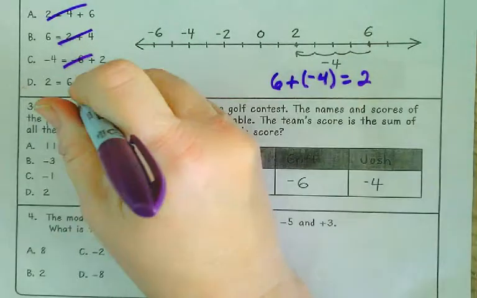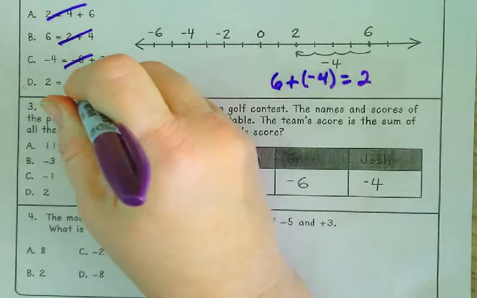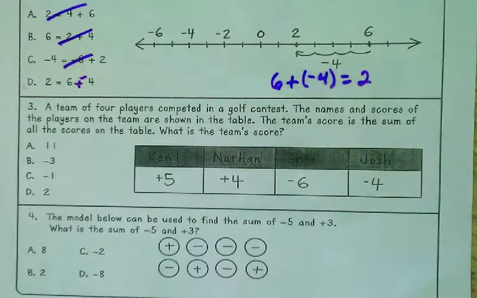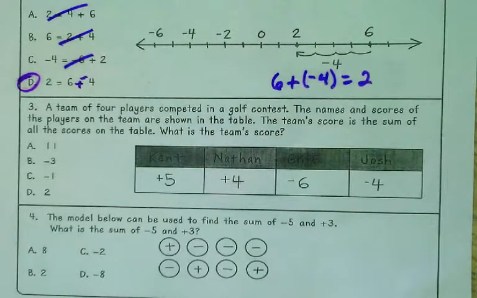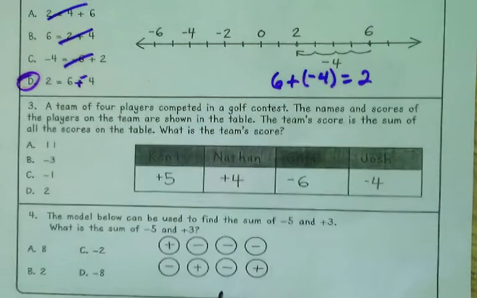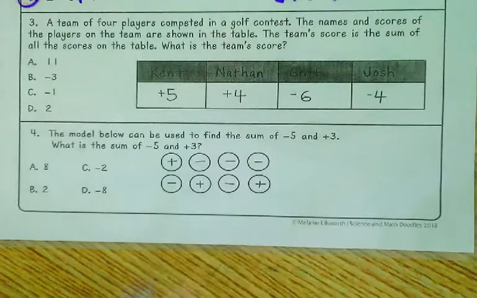Number 3. A team of 4 players competed in a golf contest. The names and scores of the players on the team are shown in the table. And the team's score is the sum of all the scores. What is the team's score? So the team's score is the sum of all the scores. So 5 plus 4 plus negative 6 plus negative 4.